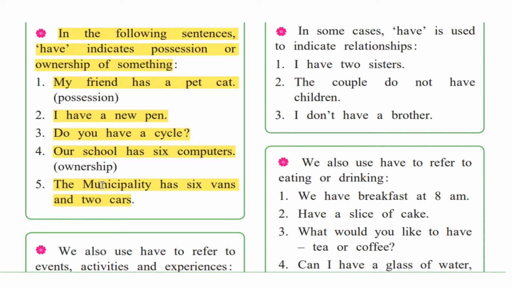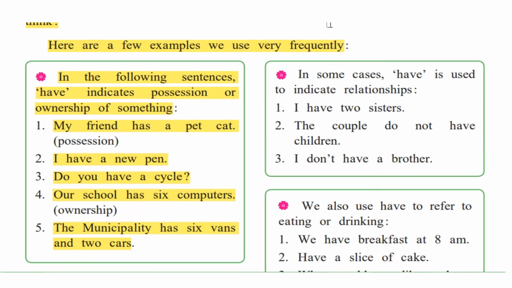So this tells us that the municipality has 6 vans and 2 cars. Now let's see some more examples in which have is used. In some cases, have is used to indicate relationship. For example, I have 2 sisters. So it tells someone that I have 2 sisters.